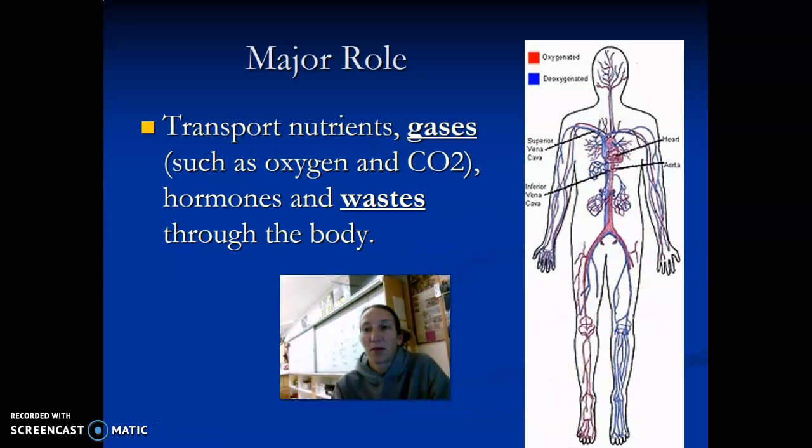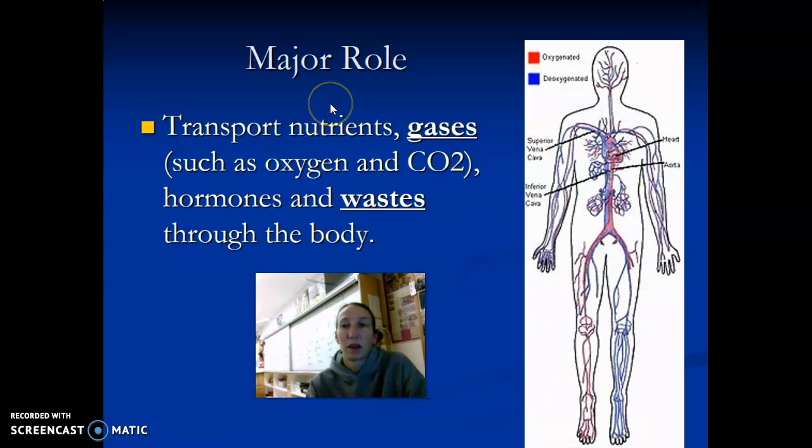So we kind of have an idea of the major role of your circulatory system, which is to transport nutrients. That's things like your glucose, your amino acids, your fatty acids, things that were broken down in your digestive system and absorbed into your blood are now going to be transported all around your body so cells can absorb them and use them.